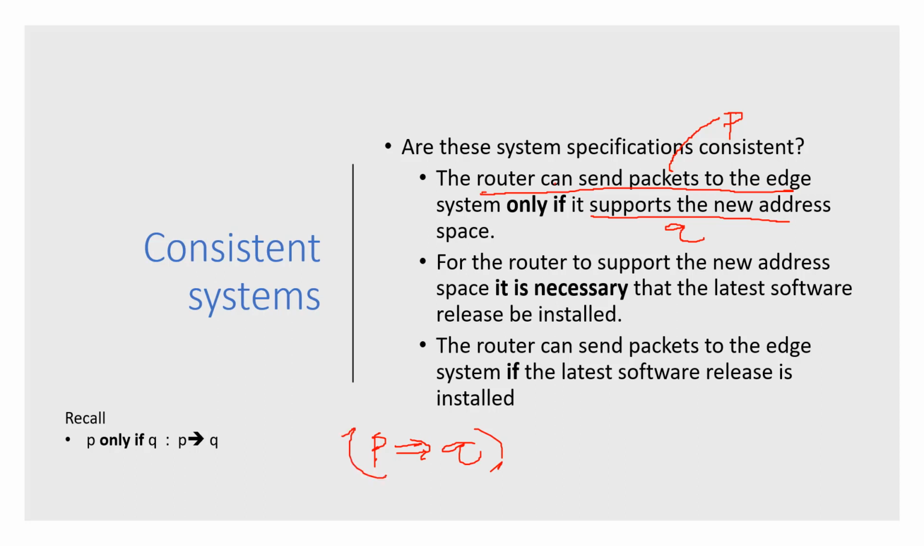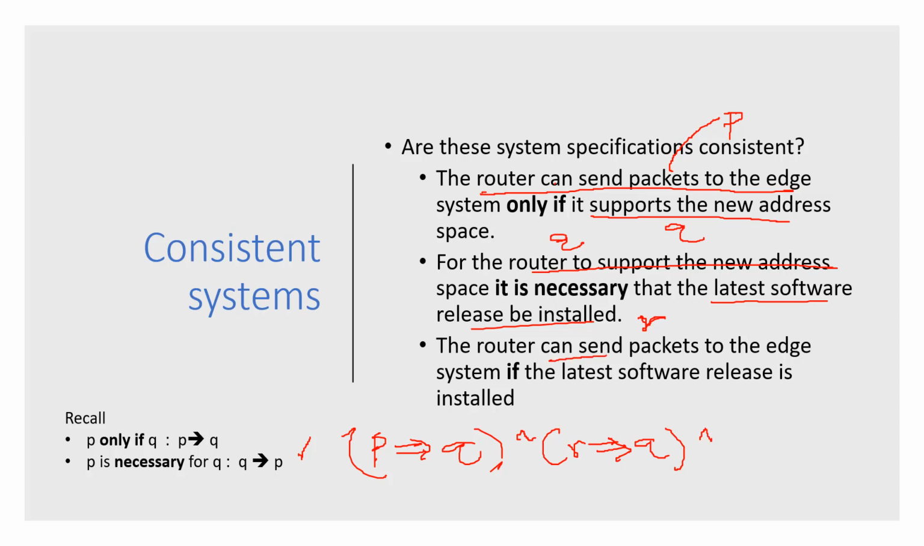The second one says that for the router to support the new address space, which is really Q, it's necessary to have the latest software. So let's call that R. In the next one, P is necessary for Q means that Q implies P. So if you say Q is necessary for R, that means R implies Q. So we have R implies Q.